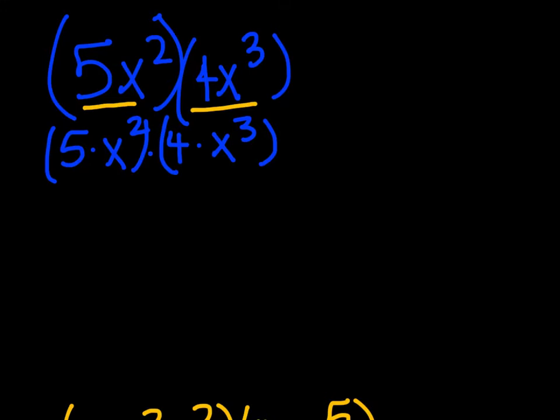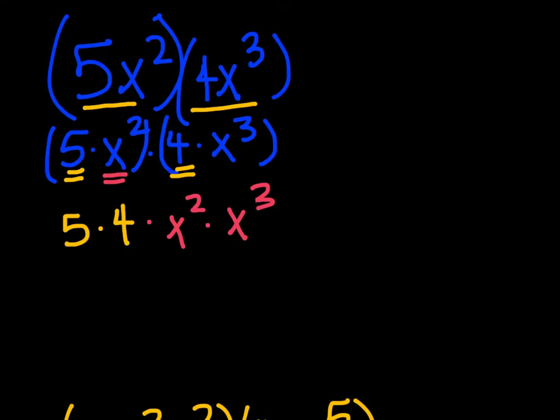Do we need the parentheses? No. In all reality, we have multiplication straight across all the way. So since we have multiplication straight across all the way, we can use the commutative property, which says that we can move multiplication around in any way, shape, or form we see fit, in any way we decide is best. So we can say 5 times 4, and then we can say x squared times x to the third.